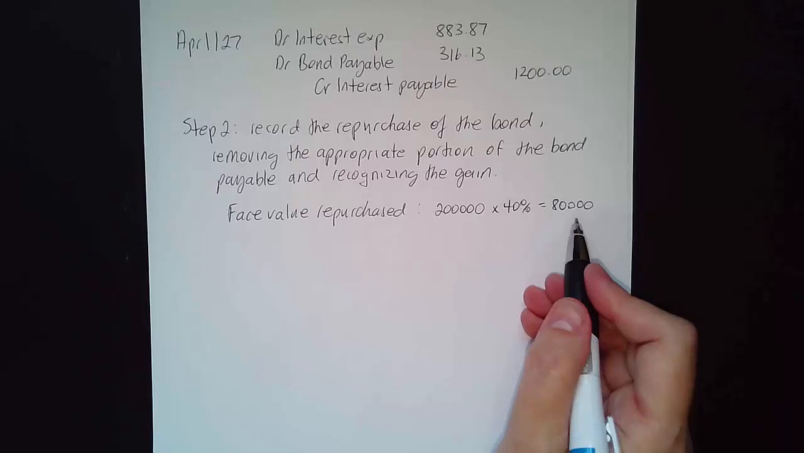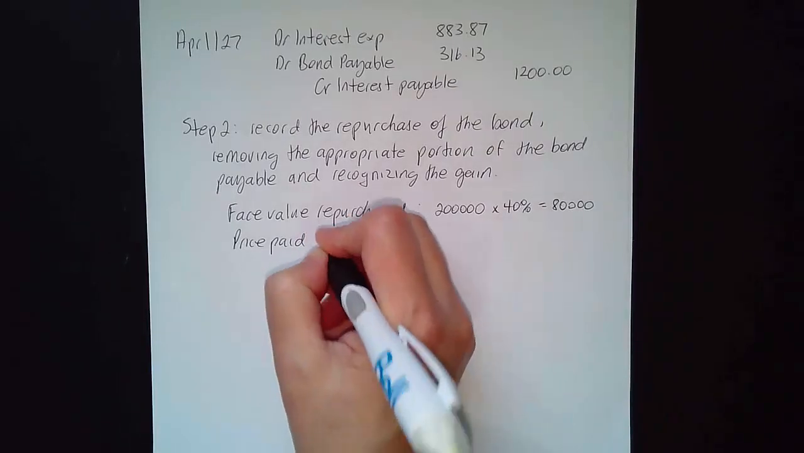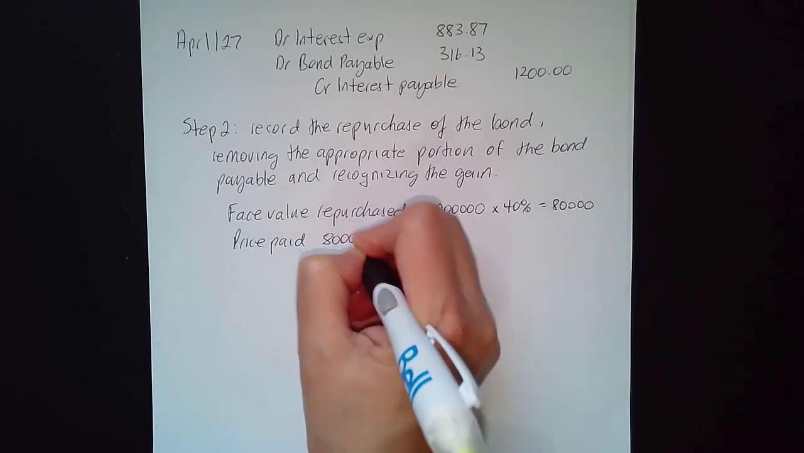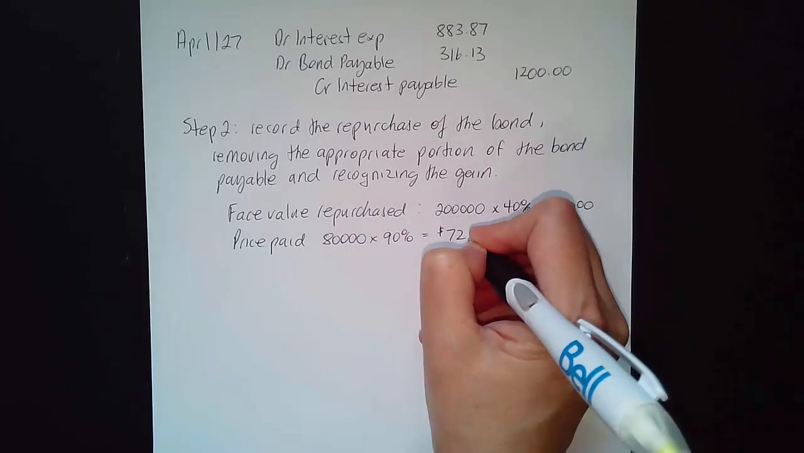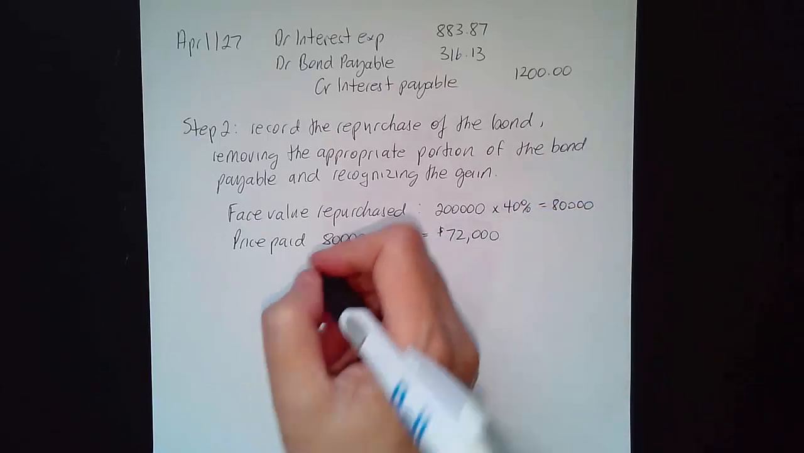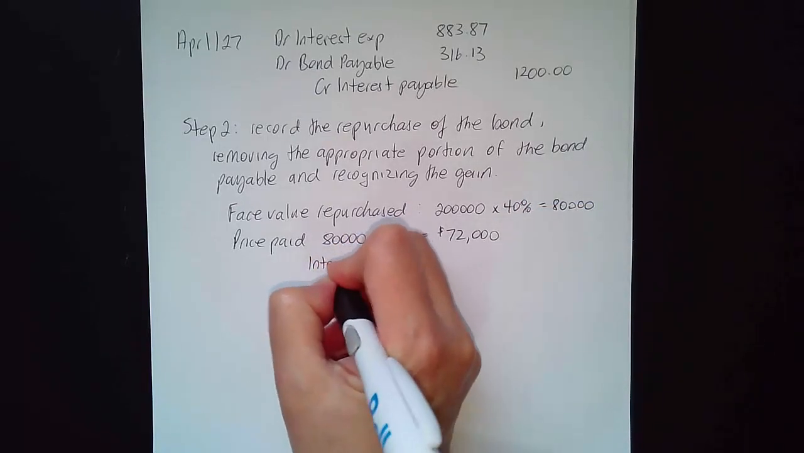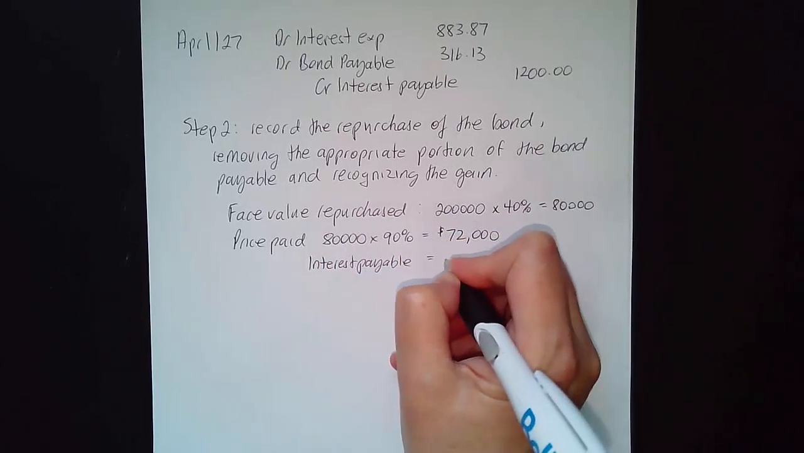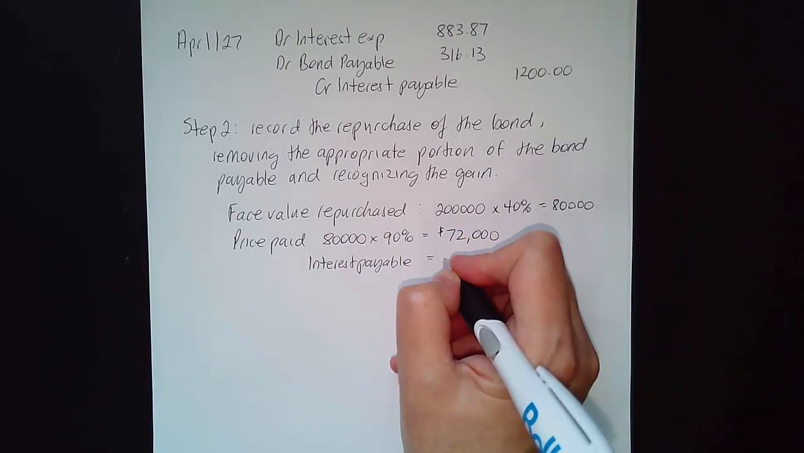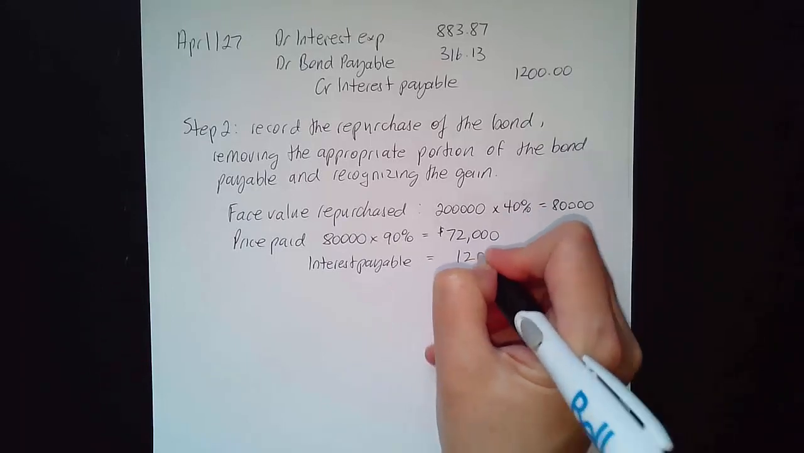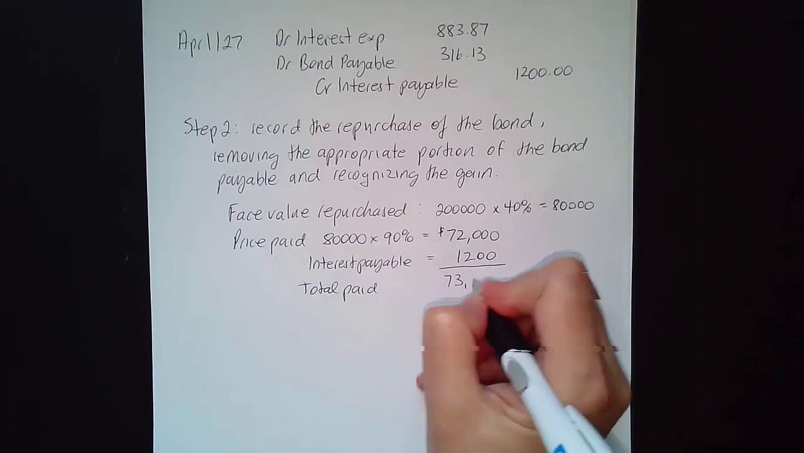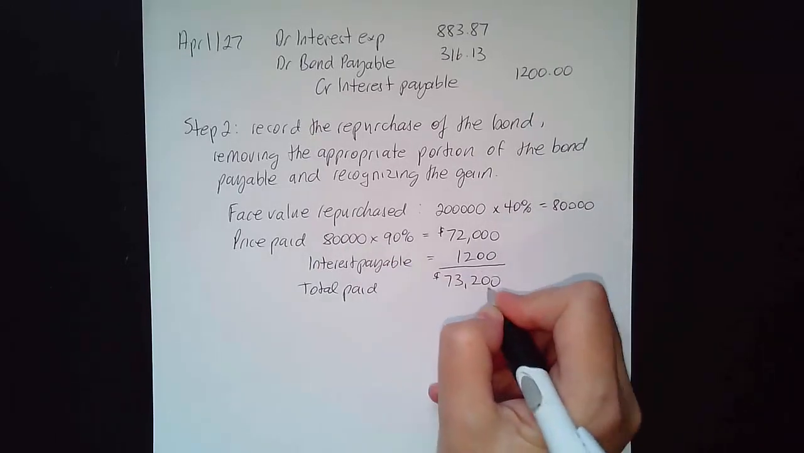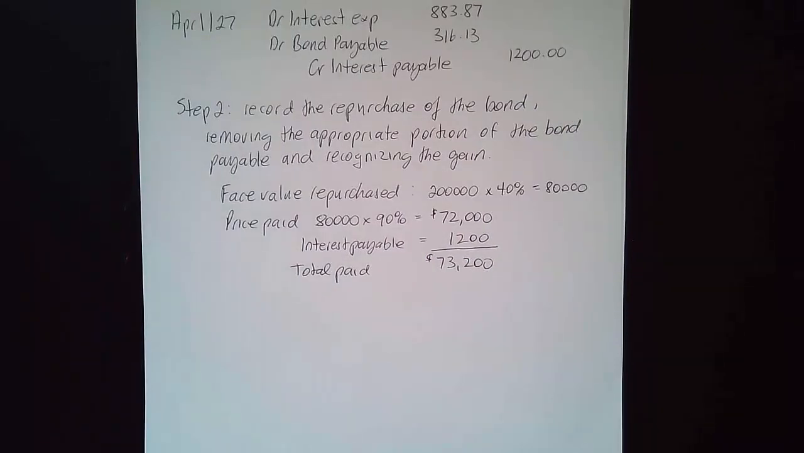Now, what is the price we're paying for that disappearance? We're going to pay the $80,000 multiplied by the 90%, which is equal to $72,000. Now, we also have to add in the interest payable that we owe to the bondholders for the 3 months that this portion of the bond was outstanding, which is $1,200. So the total amount will be $73,200. That's the amount of cash that we're going to fork over to the bondholders. So now let's look at the entry we're going to make.